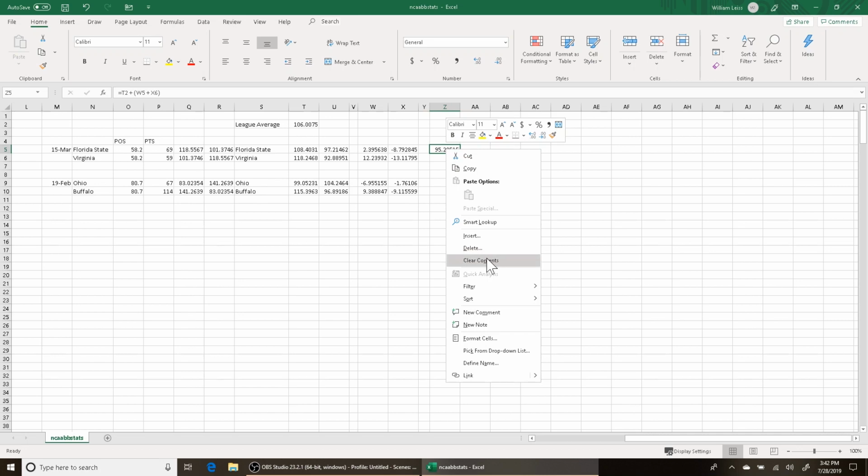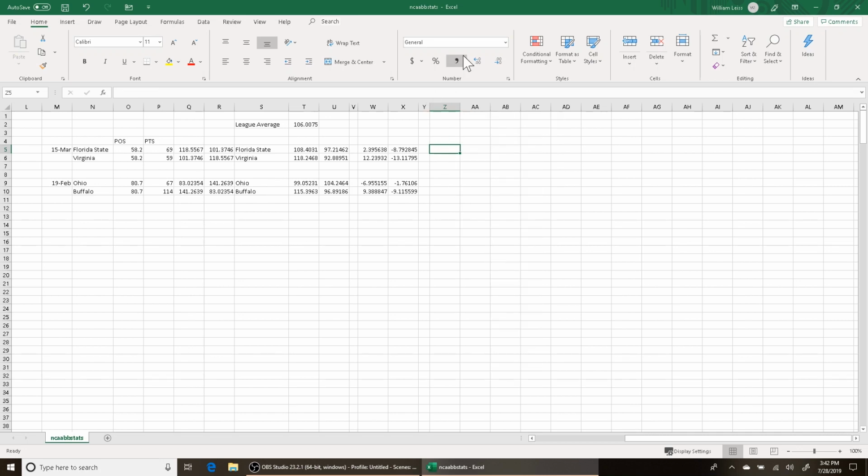So the next step is to merge the deltas. We're going to merge Florida State's offensive delta, which is at W5, 2.39, plus Virginia's defensive delta, which is at X6, minus 13.11, which gives us minus 10.72. We're going to do the same on the opposite: W6 plus X5 for Virginia's delta.